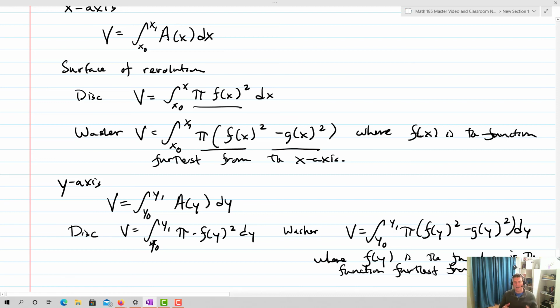And so that completes this idea of the disk and washer method. What we're going to be looking at next is volume by shells, or cylindrical shells, which is a little bit more difficult to imagine, but plays on a lot of these very similar ideas. All right, so we'll see you then.